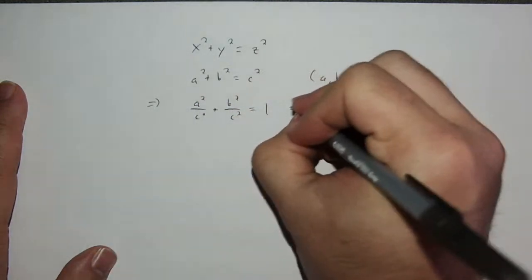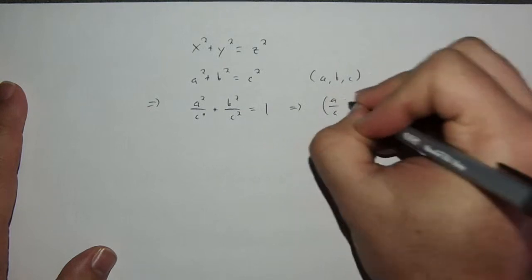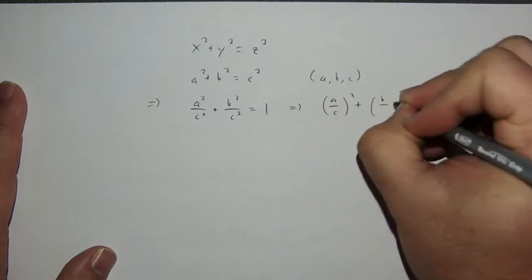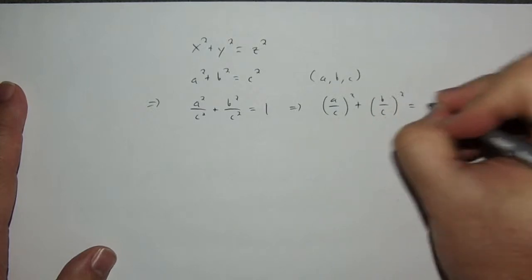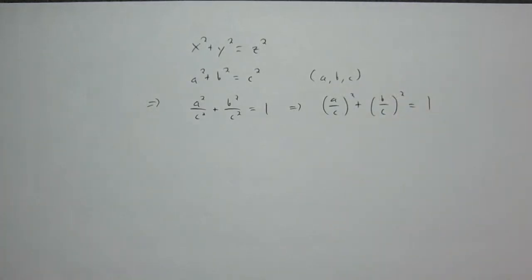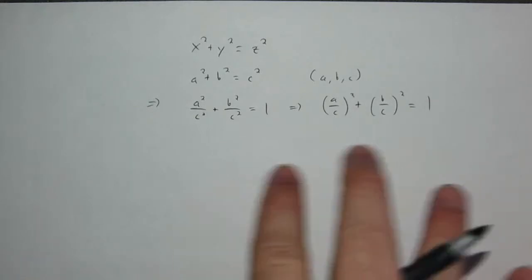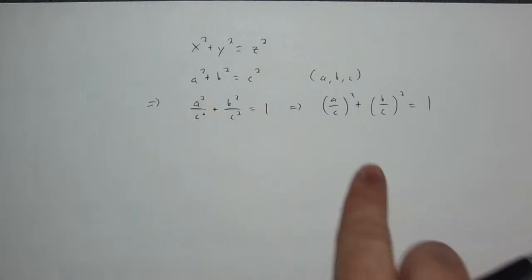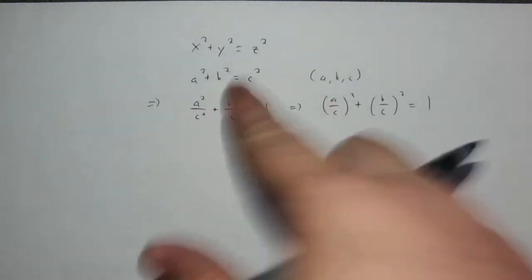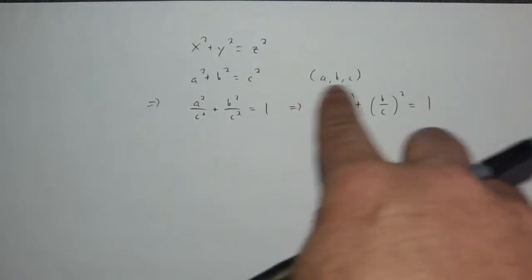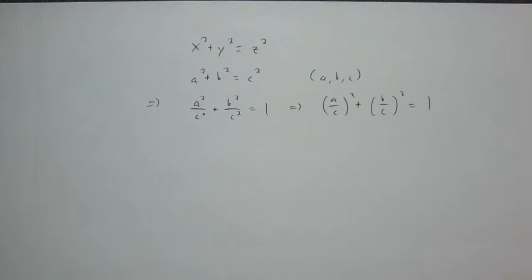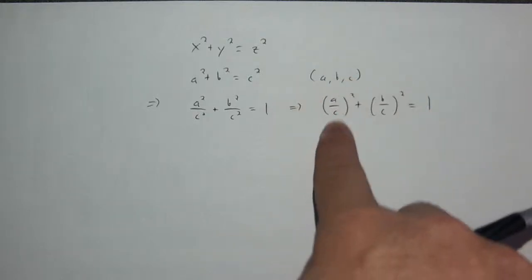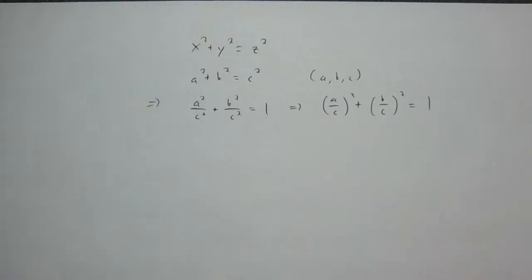Rewriting this, I get (a over c) squared plus (b over c) squared is equal to 1. Now I've moved entirely out of the realm of a Pythagorean triple, because now I've divided through by c. There's no guarantee. In fact, if this is a primitive triple, then this is guaranteed not to be an integer. So a over c and b over c will not be integers in this case. Those will be rational numbers.